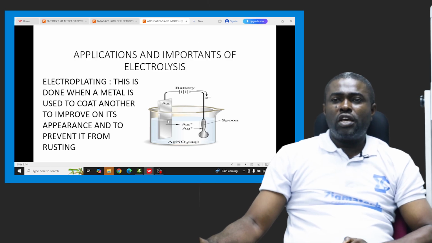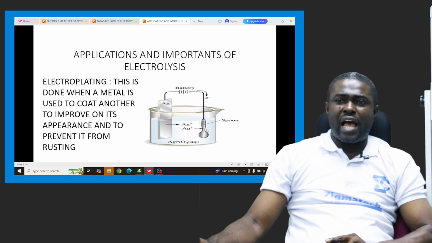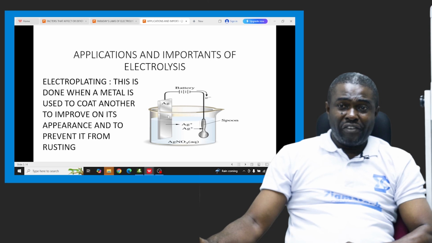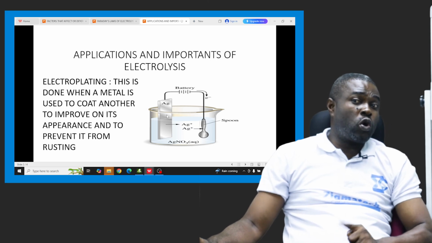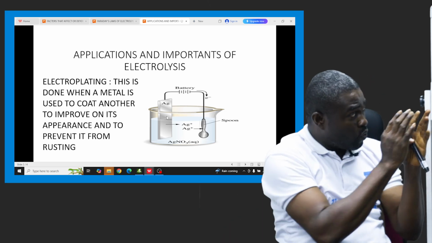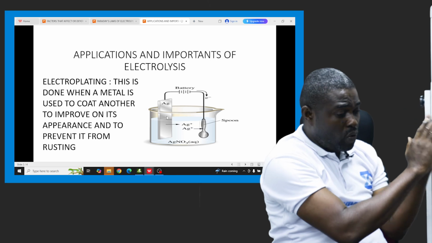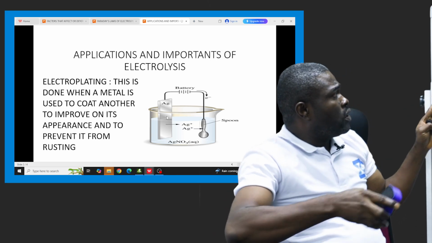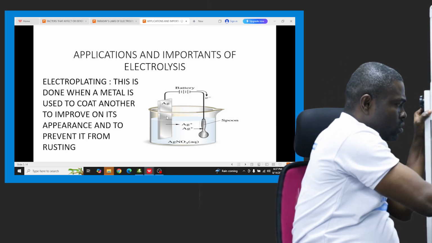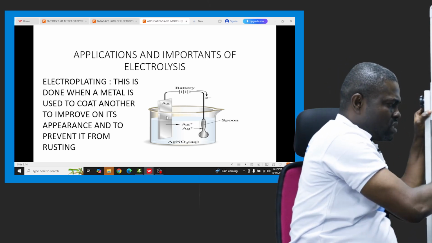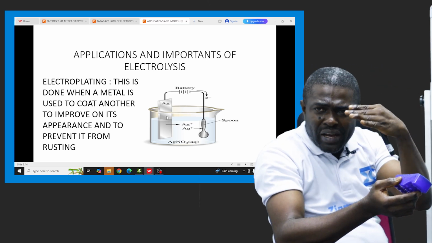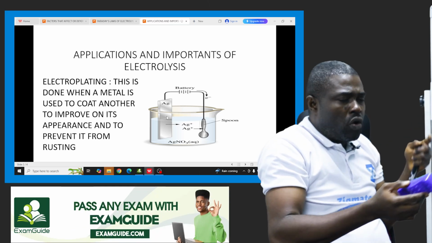Look at the slide. You will notice that my spoon is at the cathode. And my silver, which I want to use to coat the spoon, is placed at the anode, just like what we did here. Exactly what we did here. What's going to happen? Watch. I want to cover a spoon, probably a spoon that is made of aluminum, with a silver metal. What will you do?